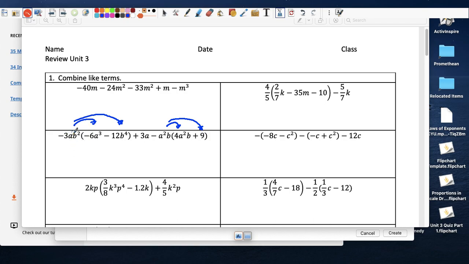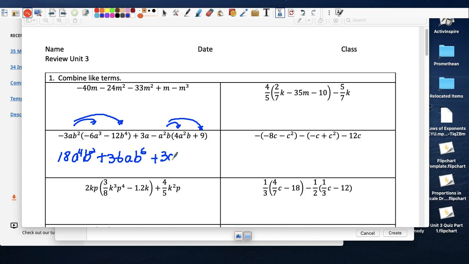So negative 3 times negative 6 is positive 18. A to the first power times a to the third power is a to the fourth, b squared. Negative times a negative is a positive. 3 times 12 is 36. A multiplies with, there's no other a, so it's still a. B to the second power times b to the fourth is b to the 6.